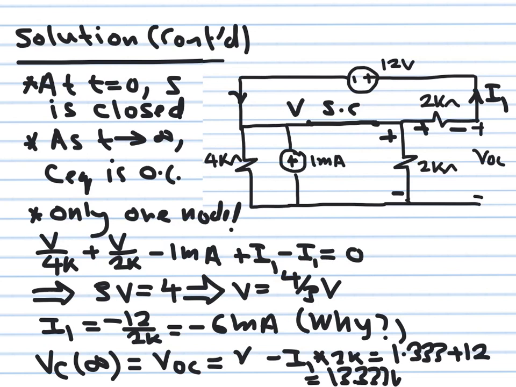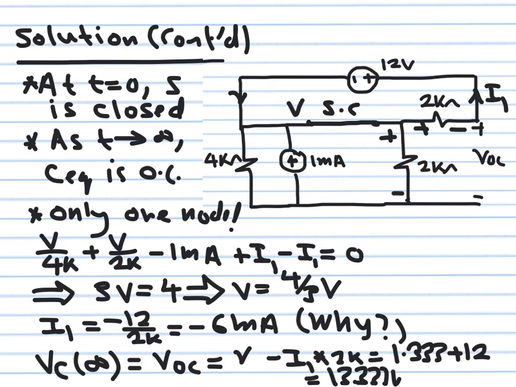Now, I need to calculate V open circuit. V open circuit can be written as this voltage plus this voltage. This voltage here is V, the voltage of this node here, while for this one I can calculate this drop. This is I1 multiplying 2K. How do I get I1? If this is V and this is V, so it is V minus 12 minus V over 2K.